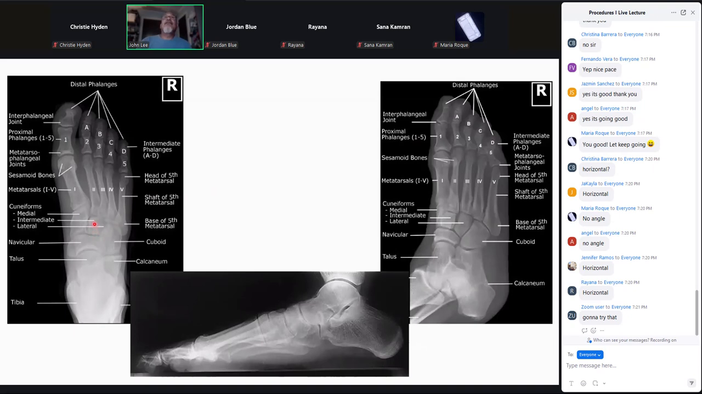Note that we have superimposition at the base of all the metatarsals with the exception of 1 and 2. In the oblique, we separate 2 and 3, 3 and 4, 4 and 5. And we get a much better view of the joint spaces between each of the tarsals in the obliques. They're kind of obliterated here.